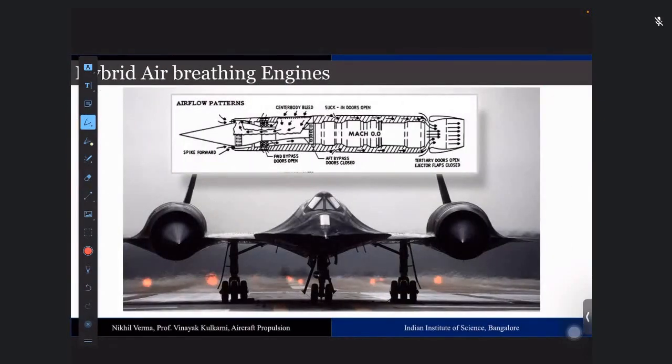So one of the best examples is the Lockheed Martin engine. This is a hybrid type of engine where it can transition from a turbojet to ramjet engine, ramjet transition. This can be switched in these type of engines.